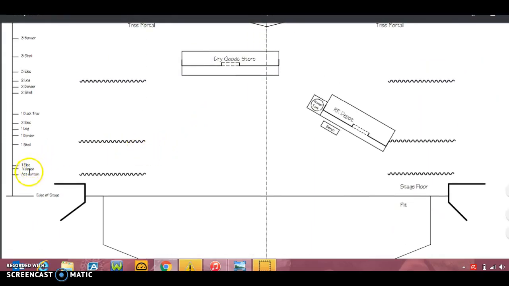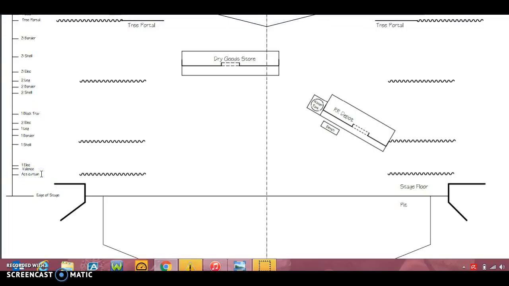So let's come over here to the side and we're going to talk about some of these elements. The first thing you notice is the act curtain, which is another way of saying the main drape. That's something that usually begins a show, ends a show, ends an act, begins an act. Sometimes it's not even used.